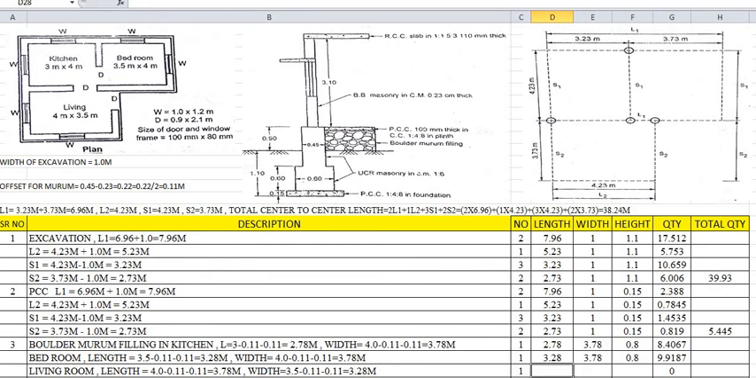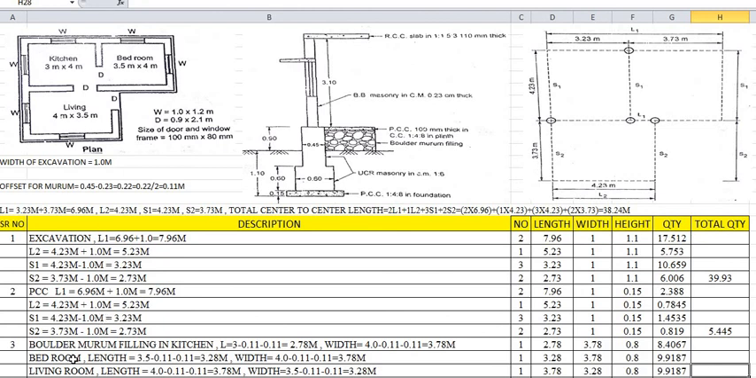How many living rooms are there? It has been mentioned as 1. What is the length? 3.78 is the length. What is the width of this living room for murum filling? 3.28 is the width. And what is the height? Height is nothing but 0.8. So here we have just added all the quantities.